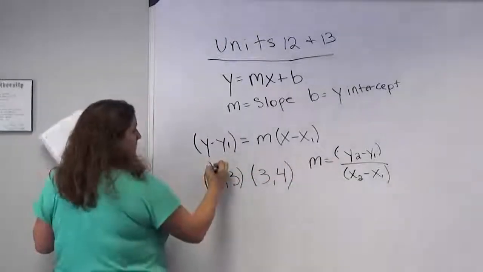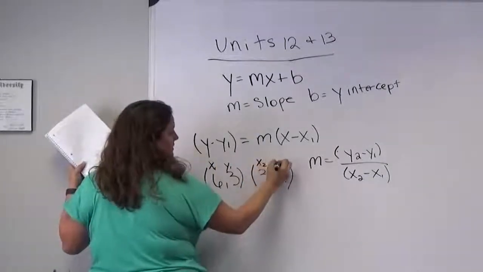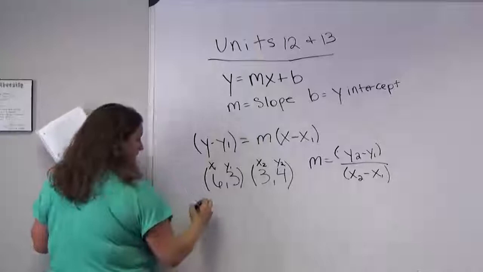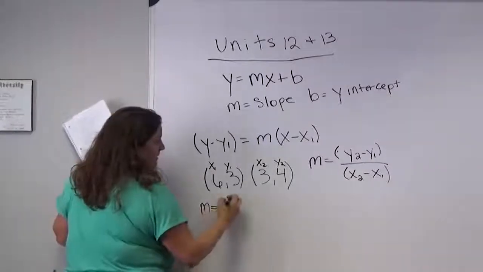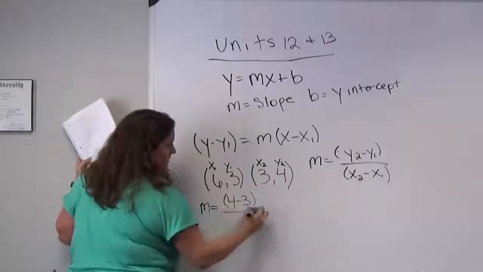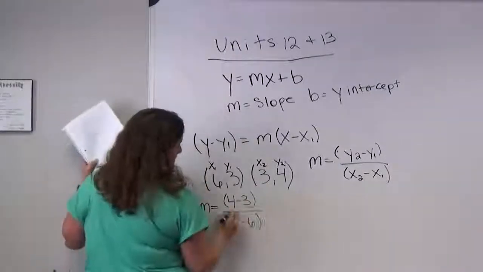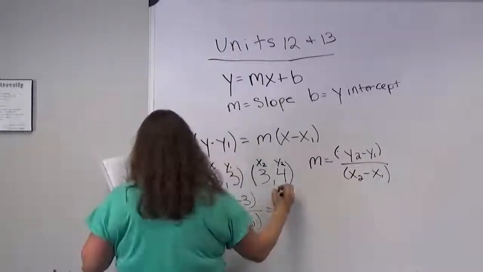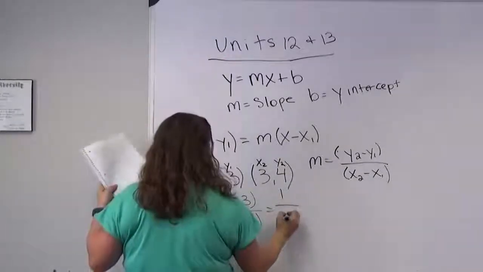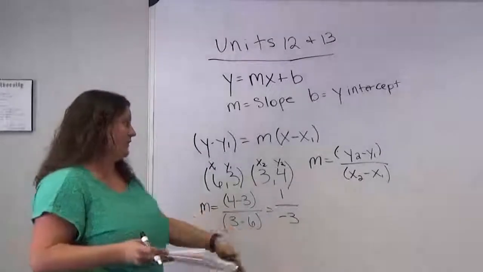So I will label my ordered pairs x1, y1, x2, y2, and I'll solve for m. M equals 4 minus 3 over 3 minus 6, which equals 1 over negative 3. So our slope is negative 1/3.